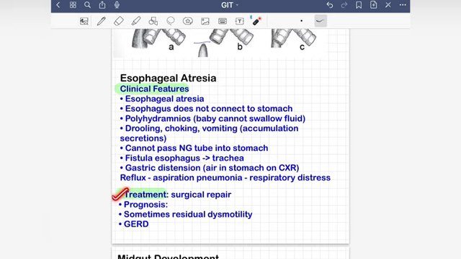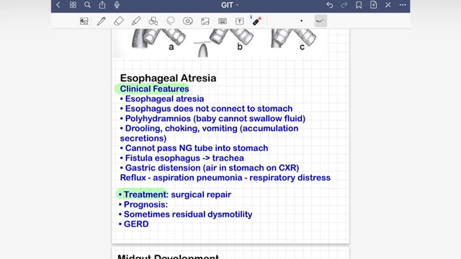To try and control the excess secretions, a nasogastric tube is often passed into the stomach of the babies with symptoms like this. But in the case of esophageal atresia, you will find that you cannot pass the NG tube into the stomach, and that's because the esophagus ends in a blind pouch, and this is a characteristic finding of babies with esophageal atresia. If there is a fistula between the esophagus and the trachea, as we saw in some of the forms of esophageal atresia, the baby will develop gastric distension, because air is passing from the trachea into the stomach, and you can see an excess of air in the stomach on a chest X-ray of these children.